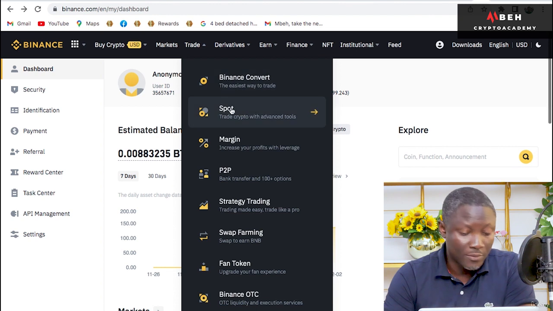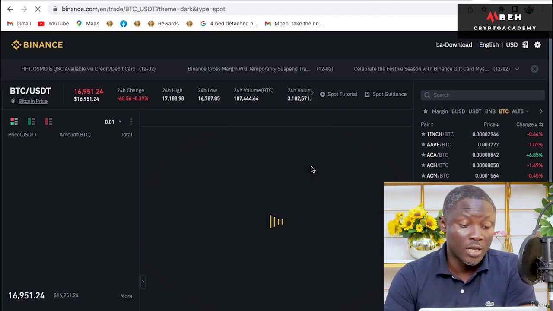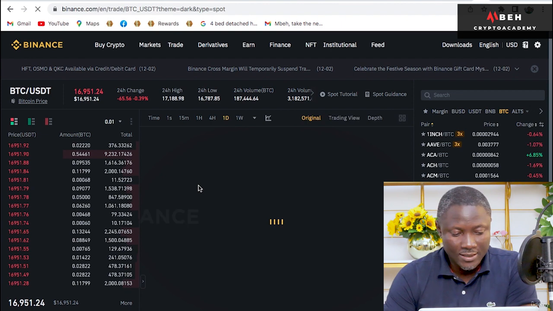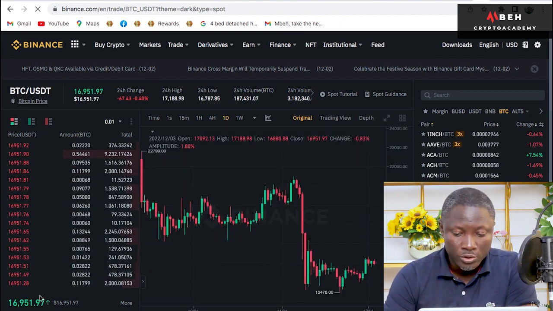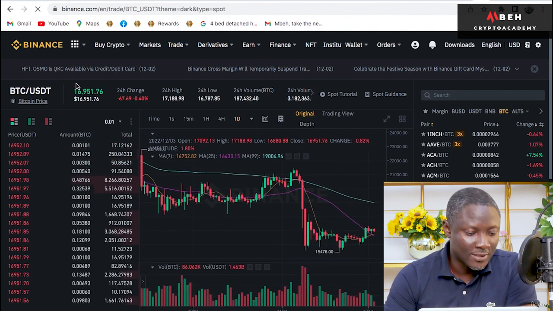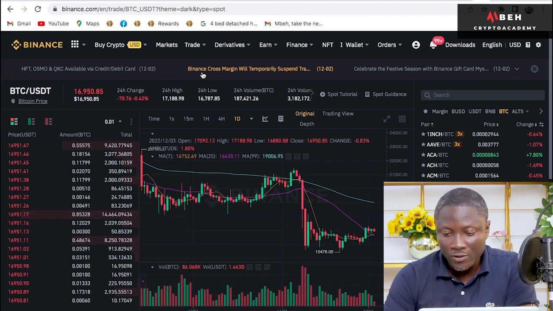Now, what I'm really interested in showing you is spot trading. Once you click on spot trading here, it will take you to this trading platform. And on this trading platform, let's say you want to trade. This is the market. These are people selling and you have people buying and what have you. You can see the markets, and this is really for those that are doing trading. If you're not actually doing trading, then this is not for you.